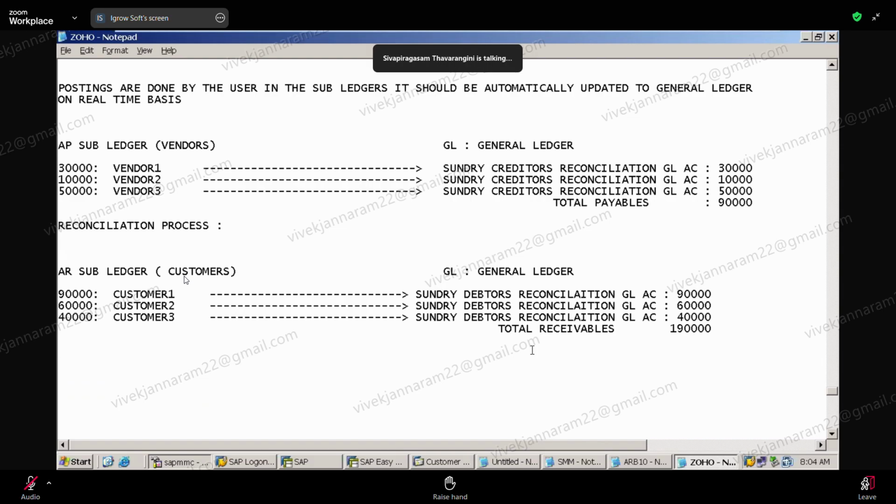So like this, all the subledgers are connected to the general ledger, right? Whatever data the user posts to the subledger will be automatically updated to the general ledger. The user will be posting only in the subledger, only one time. The system will update both the subledger and general ledger on a real-time basis. Clear? Same way, asset account.